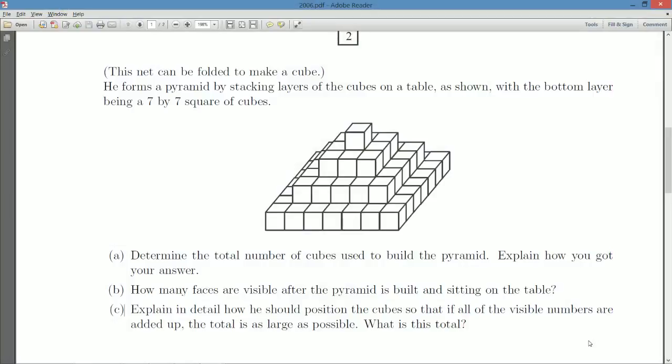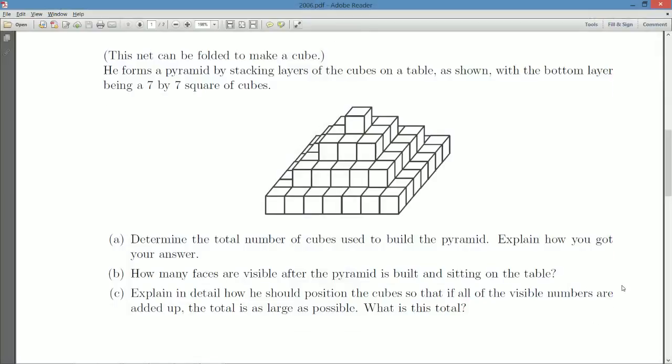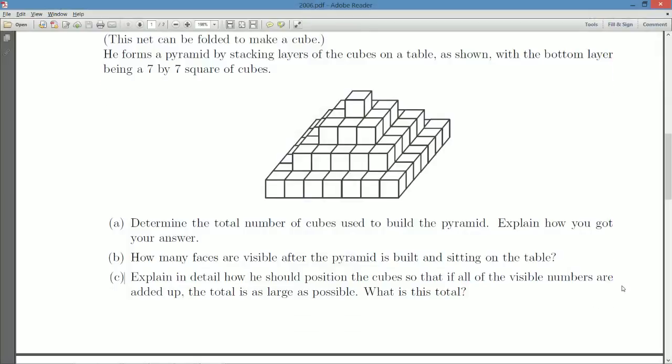So we have 113 faces visible after the pyramid is built and is sitting on the table. That's fine. C-part, explain in detail how he should position the cubes so that if all the visible numbers are added up, the total is as large as possible. What is this total?